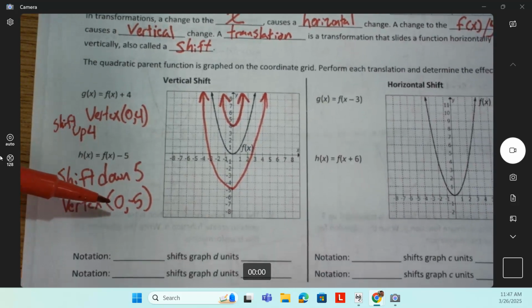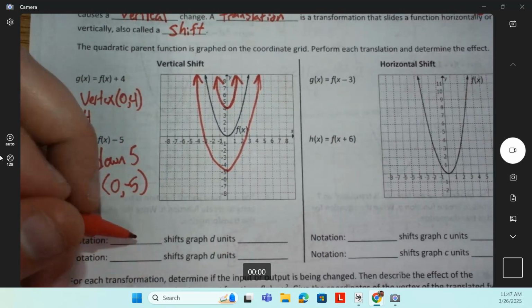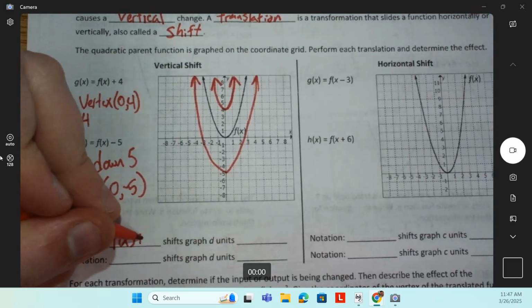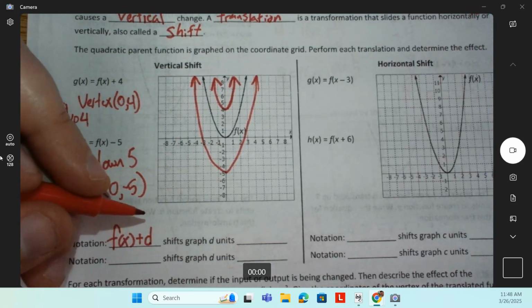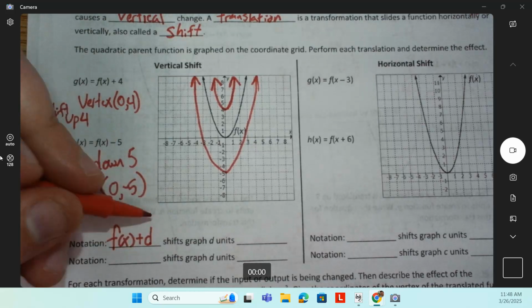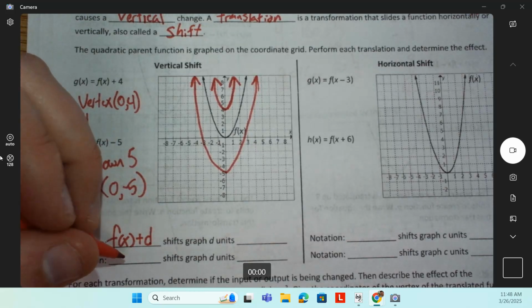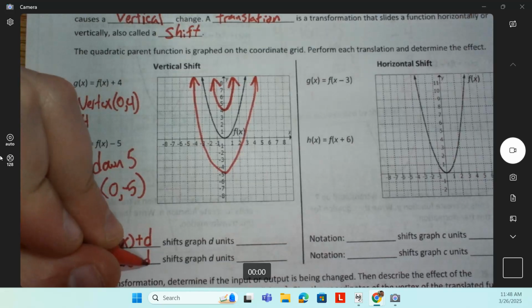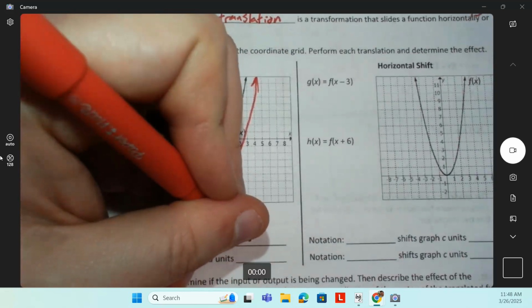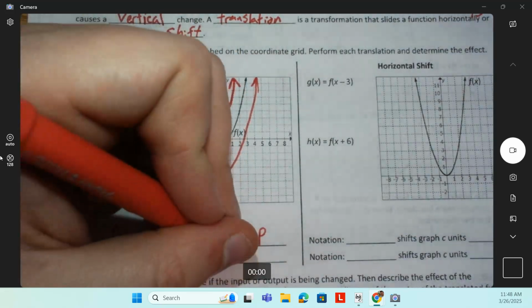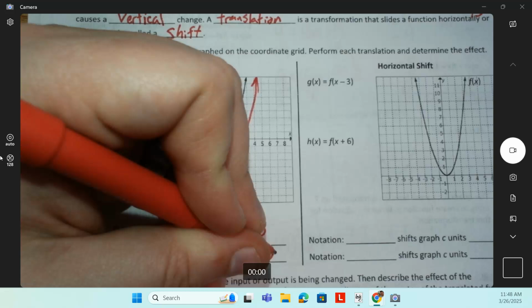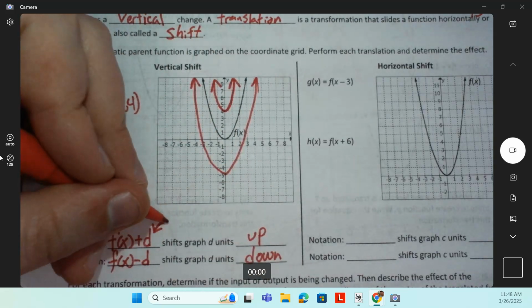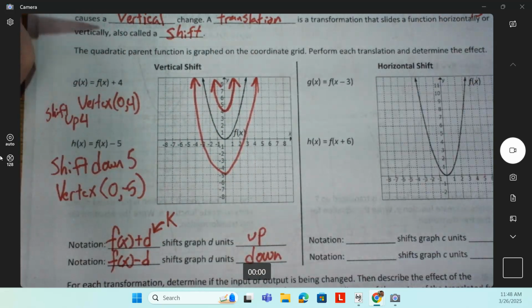So the notation down here is what's going to be really helpful to you. If it's the whole function plus a value there, which is really adding the k value, or f of x minus d. Plus is going to move it up. Minus is going to move it down. So they have it labeled as d there. You can think of it as the k value.